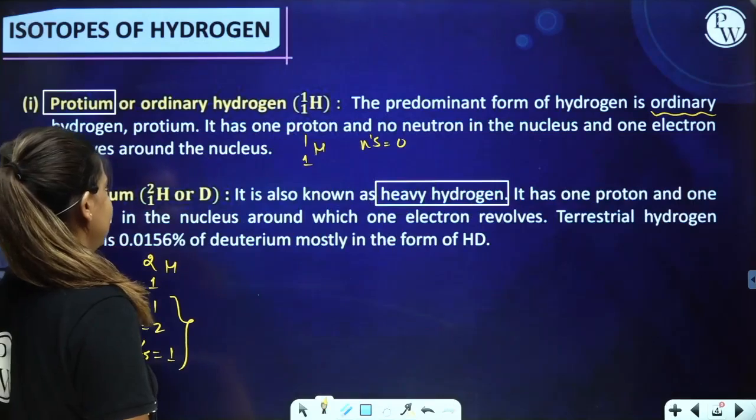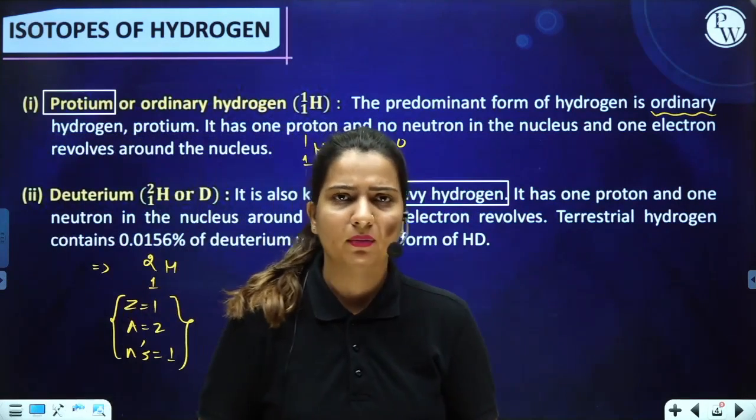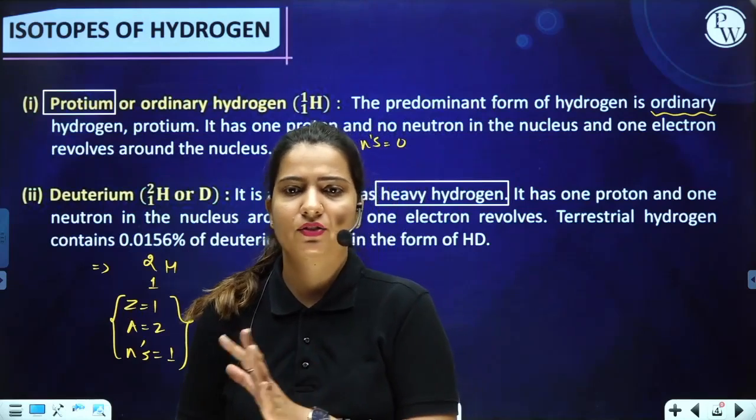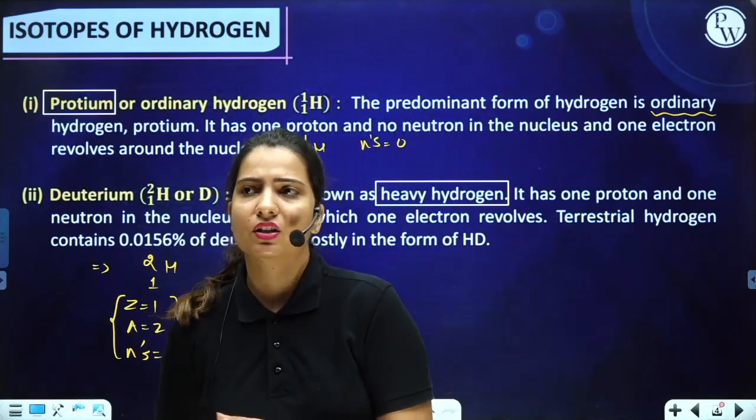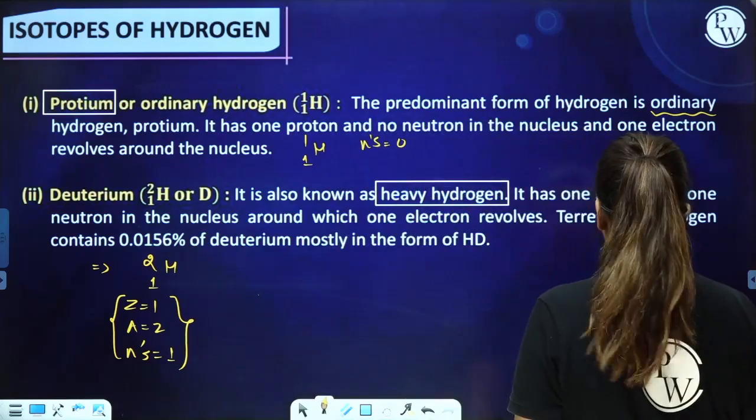Terrestrial hydrogen contains this much of deuterium in the form of H2. This is just a line you need to remember, but it is never asked. But just know that it is the heavy hydrogen. 1 neutron is present, that much is required.